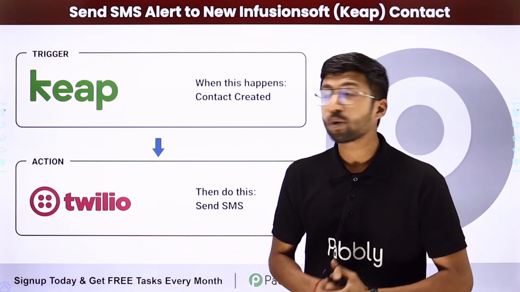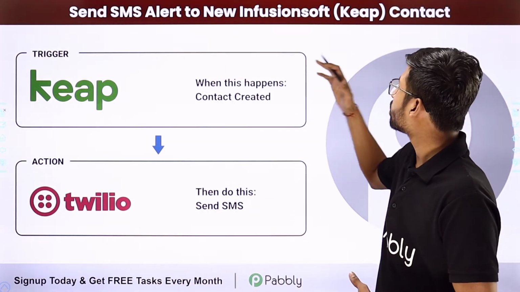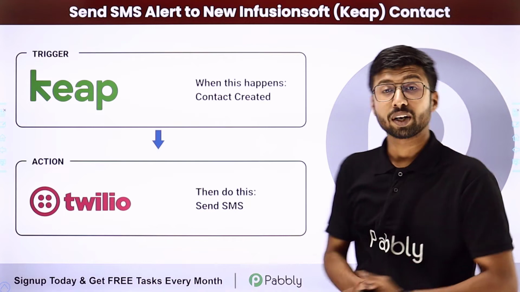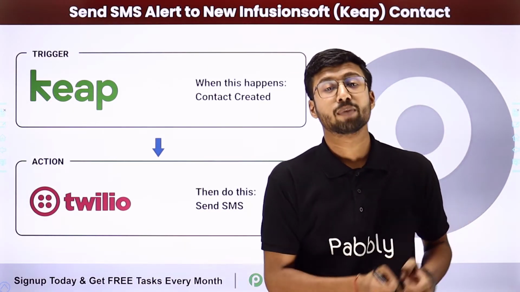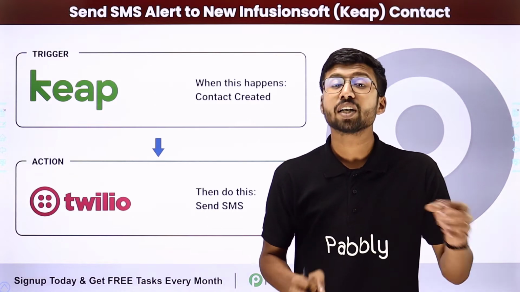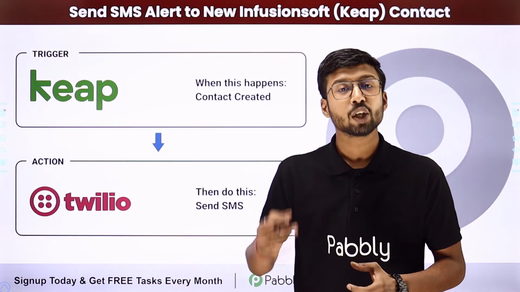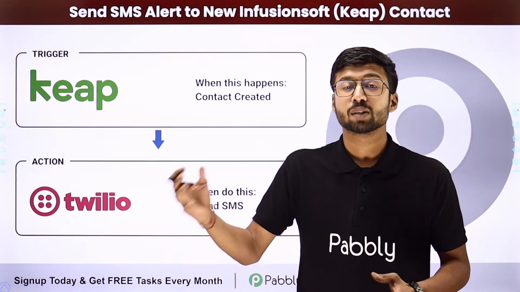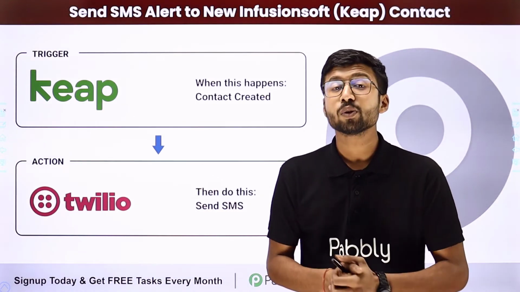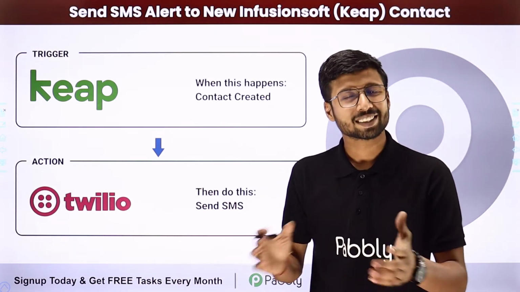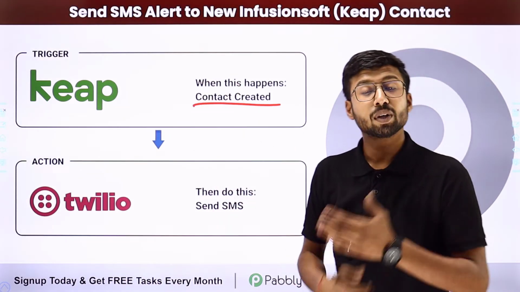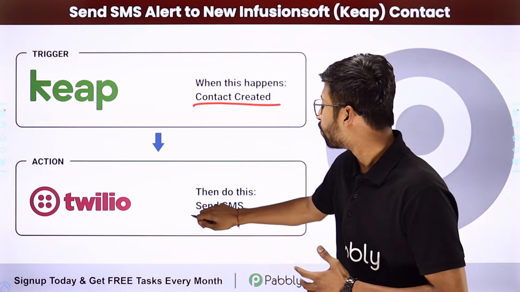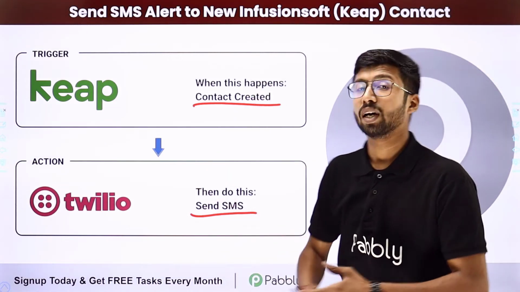So in this video, we are going to learn how to send SMS alert to new Infusionsoft or Keap contact. Now suppose guys you are using Keap or Infusionsoft as a CRM application and you want that whenever a new contact is created in Keap, you want to send them a welcome message as SMS to their number. Now let me tell you, you can actually automate this process. And in this automation, whenever a new contact will be created in Keap, automatically using Twilio, you can send SMS message to them as well.